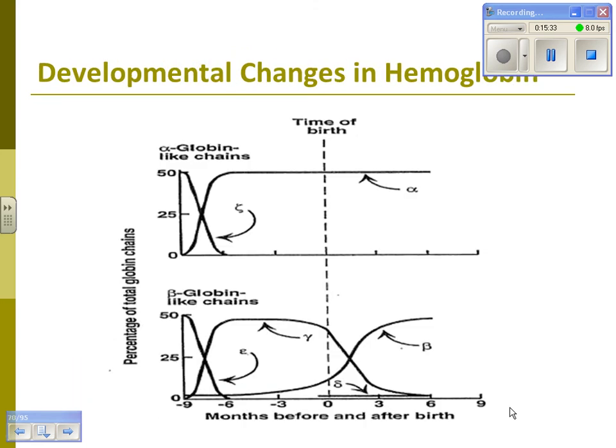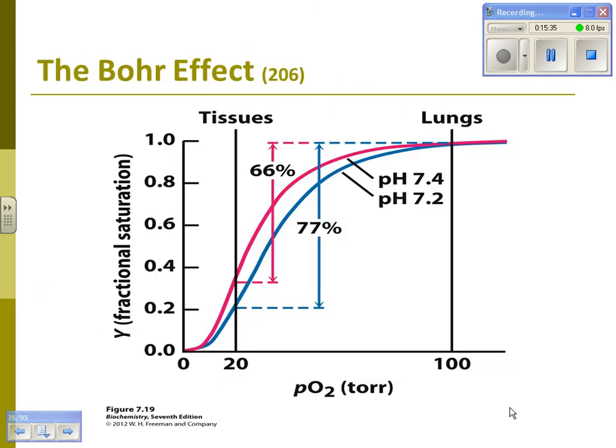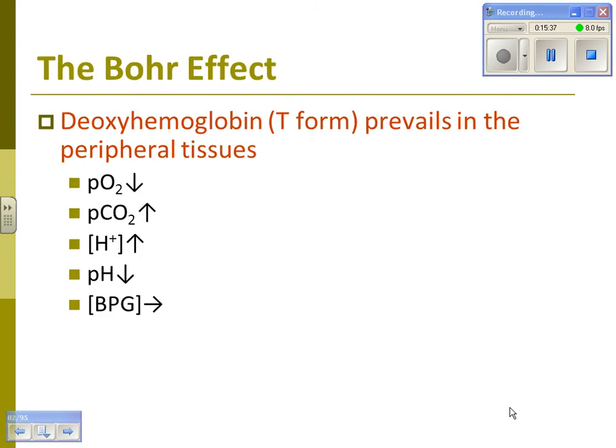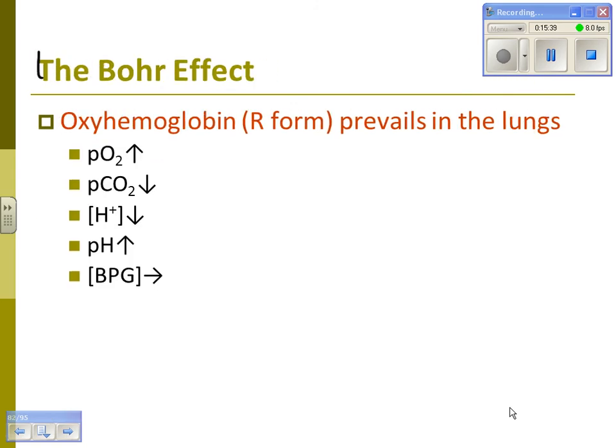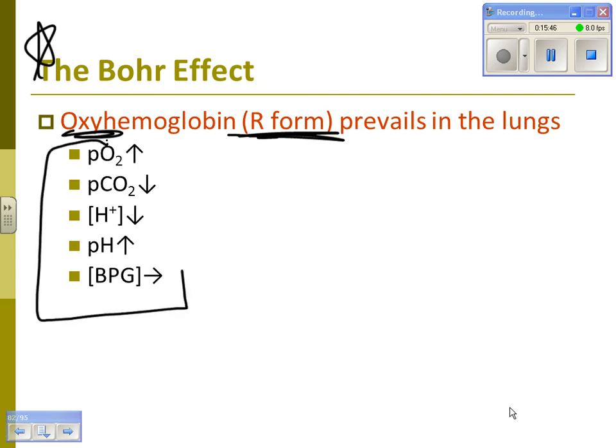I'm going to come back to fetal hemoglobin. What I'm looking for is the Bohr effect, which is where most of these questions come from. So on these two slides, know that R form means oxygen, and these are the 5 things to know about it.